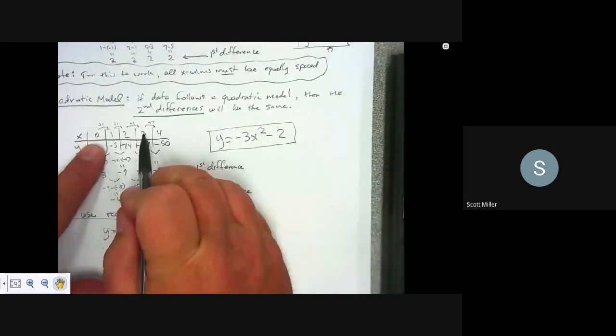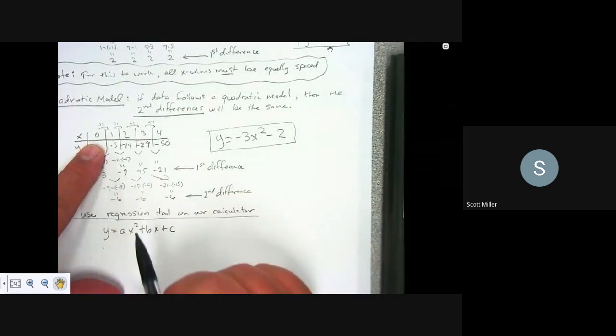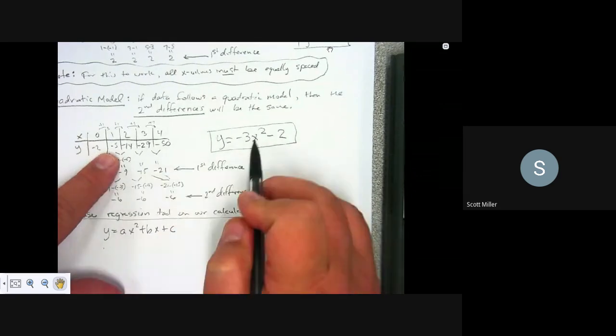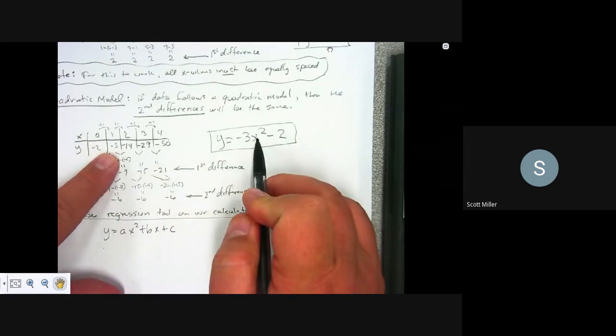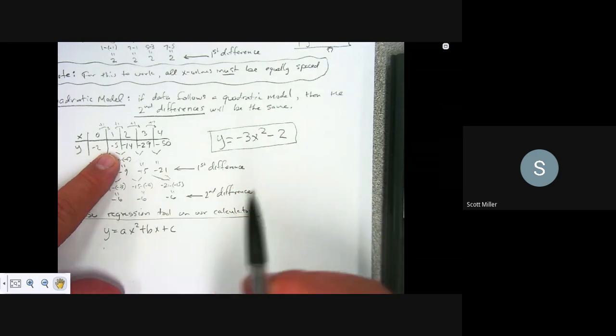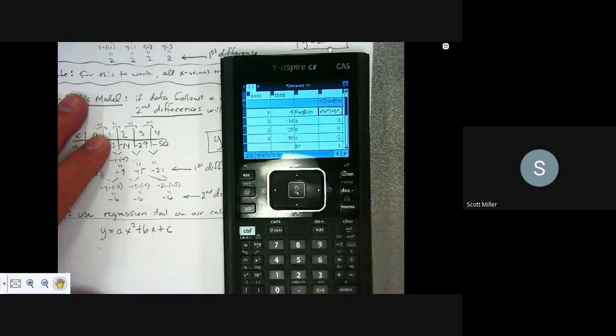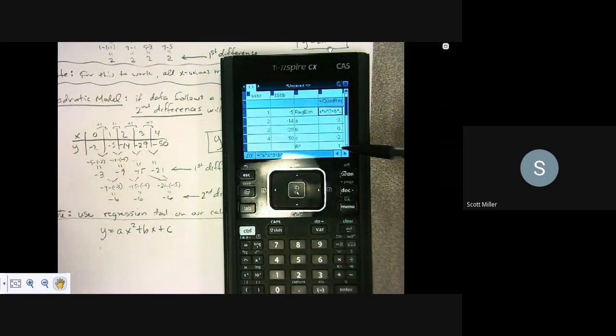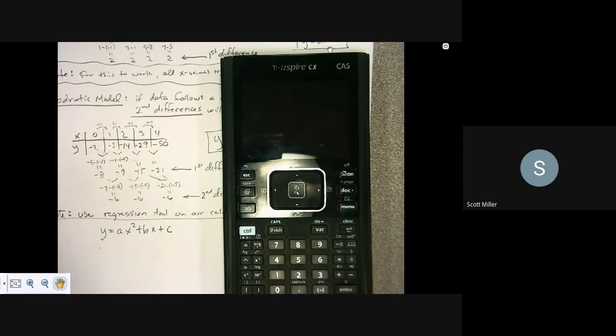So if I plug this 3 into here, I'm going to get -29. If I plug in 2, 2 squared is 4. 4 times -3 is -12. -12 minus 2 is -14. It gives me the rule that I can follow. And then this number right here, we'll talk about at a later date. The closer that number right there is to 1, the better your model is. We have a perfect model. This is the exact model, and we're good to go.